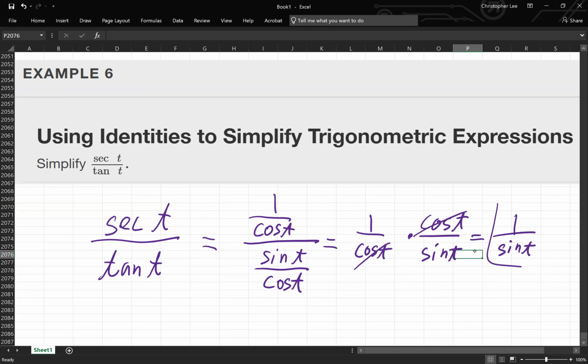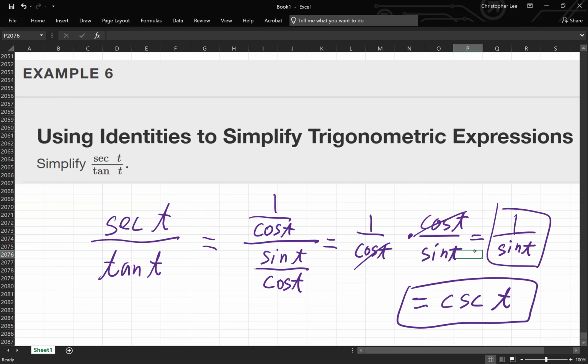To be honest with you, I would take this answer right here, but you know that they want you to go a step further, right? 1 over sine is the same thing as what? Cosecant, right? So this is cosecant t. There you go. All right. Simple, simple, simple.